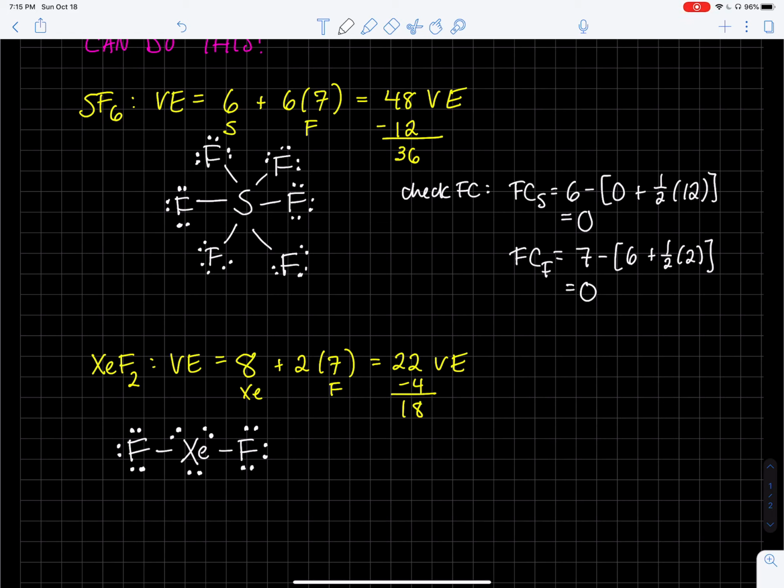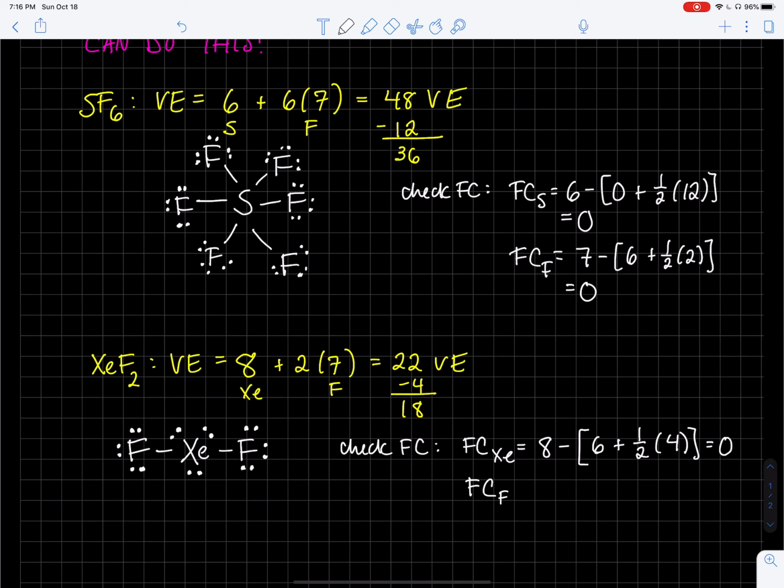And that's the structure. So we can, again, check the formal charge. The formal charge of xenon is, it has 8 valence electrons. We subtract off, it has 6 electrons in lone pairs. It gets half of the 4 electrons it has in bonds. So xenon has a formal charge of 0.